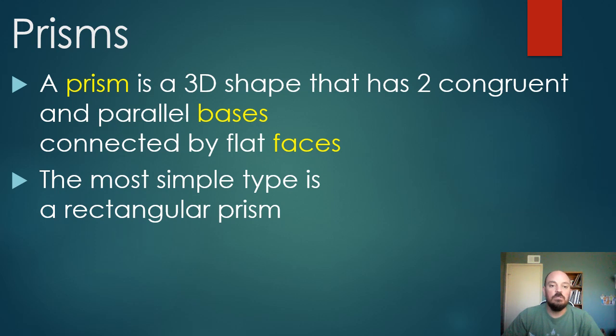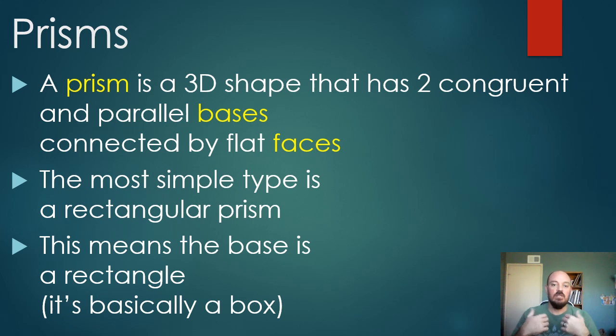Now, the most simple type is what's called a rectangular prism. When I put a word in front of prism like that, it's telling you the shape of the base. So a rectangular prism is a prism where the base is a rectangle. And that's basically a box, like I just told you about in the last slide. You know, a box from Amazon is a rectangular prism. So let me show you a few. I'm going to take me out of here.